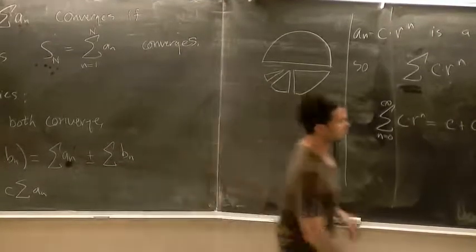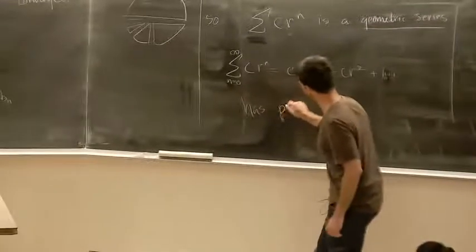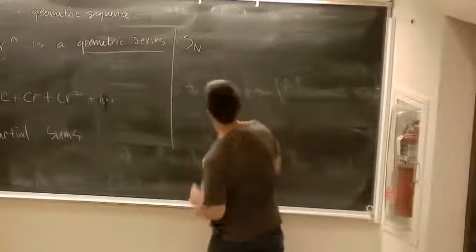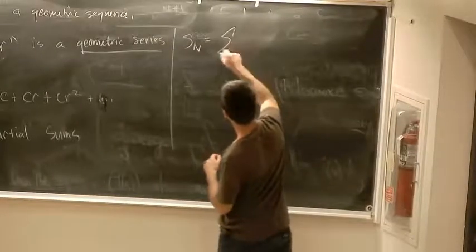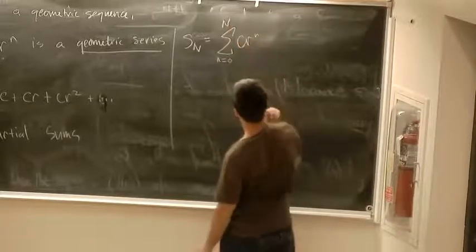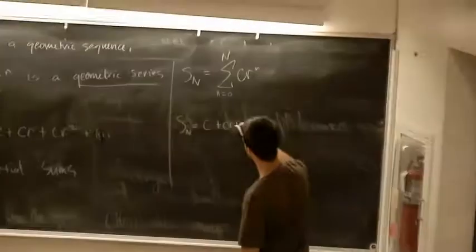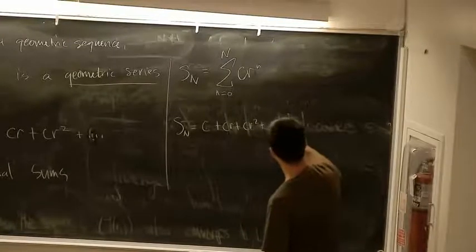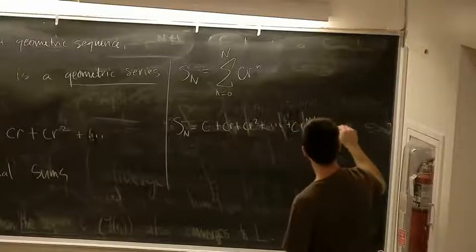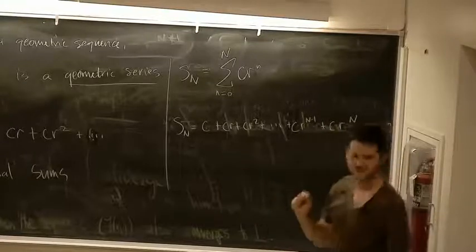So the partial sums will be, I'll only go up to the Nth term, so S sub N will be the sum of Cr to the n from n equals 0 to capital N. So S sub N will equal C plus Cr plus Cr squared plus dot dot dot plus Cr to the N minus 1 plus Cr to the N. Okay, no problem there. Now here's the trick.